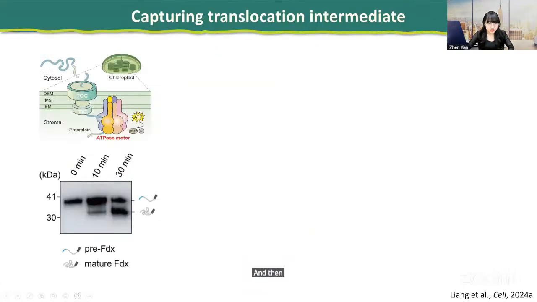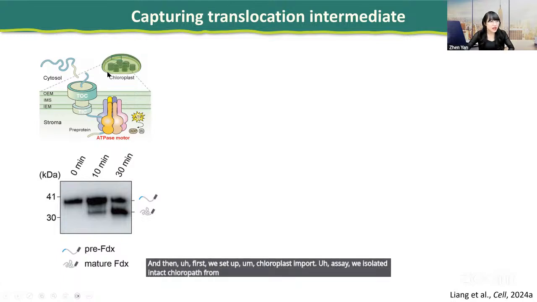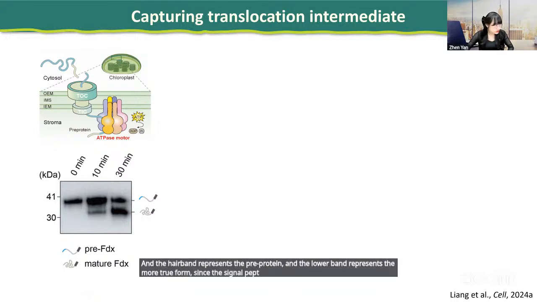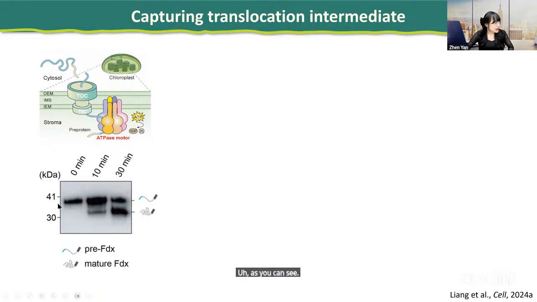And first, we set up a chloroplast import assay. We isolated intact chloroplasts from pea leaves and prepared a tagged preprotein. And then we began the reaction. And in this gel, the antibody recognized the tag on the preprotein. The higher band represents the preprotein, and the lower band represents the mature form, since the signal peptide is removed. As you can see, as time went by, the preprotein gradually translocated into the chloroplast and was processed into the mature form.